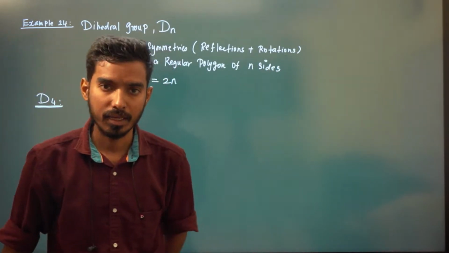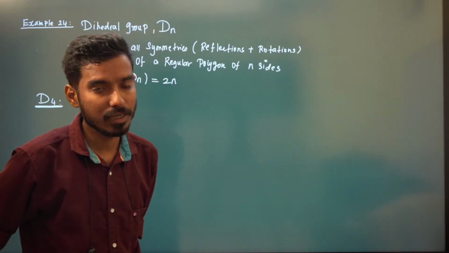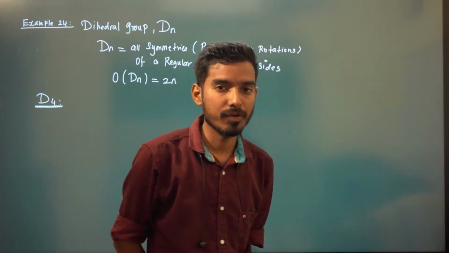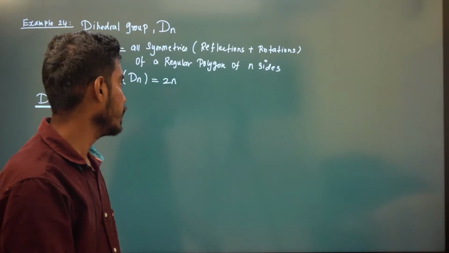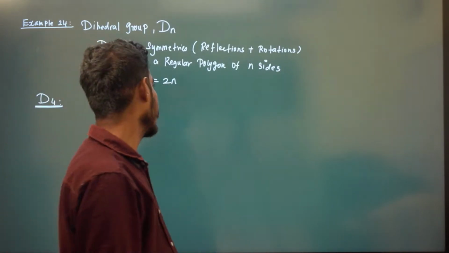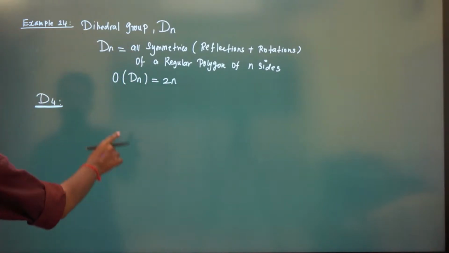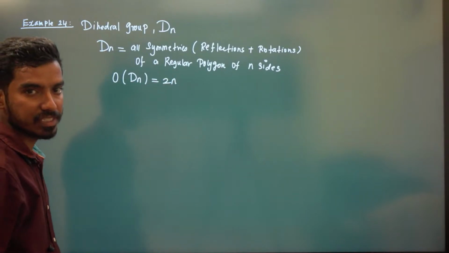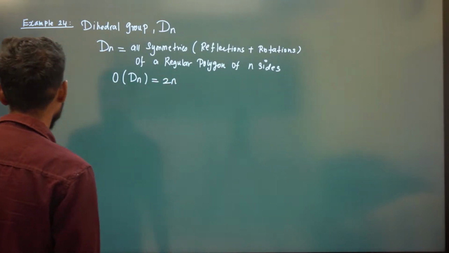What is D3? All the symmetries of a triangle. D5, all the symmetries of a polygon of 5 sides. Similarly, Dn is all those symmetries of an n-sided polygon. Okay, so we will construct D4. You will have 8 elements here because n is 4, so 2 into 4 is 8. So you will have 8 elements in D4.